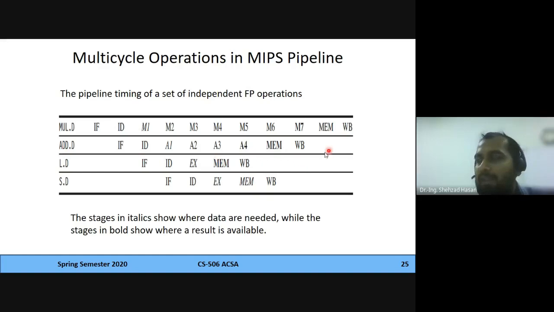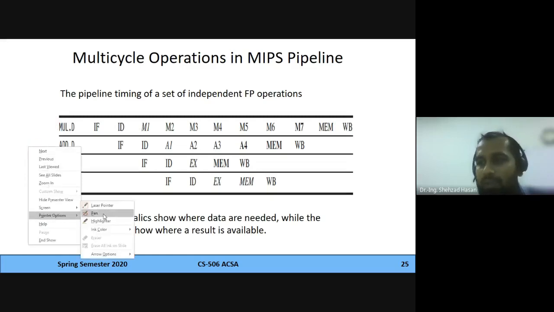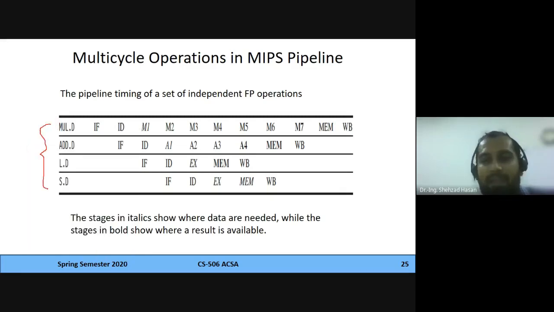Add takes a little less time than that, but it's a later instruction. You can see here that it's completing before the multiply operation, and load is even completing before the add. This is under the assumption that all these four instructions are independent of each other. If there was some dependency, for example if add was using a result of multiply, then add would start its execution stage from this point. So if they are independent, they can complete earlier than other instructions.